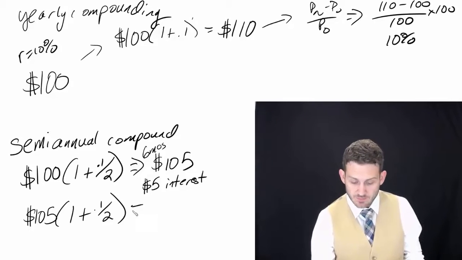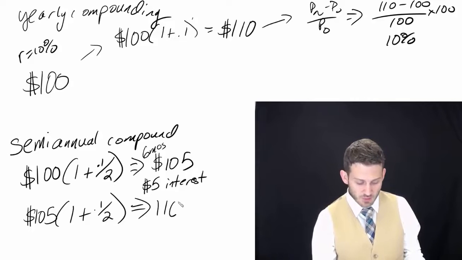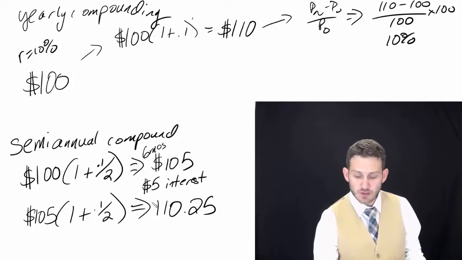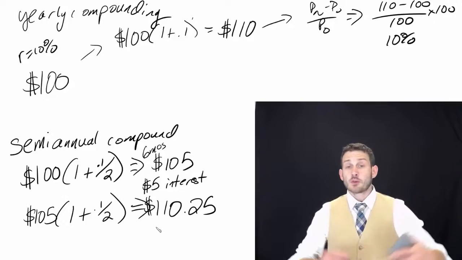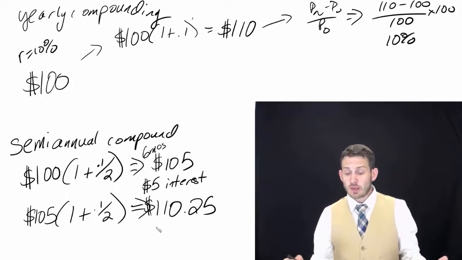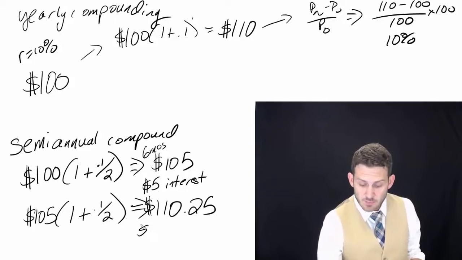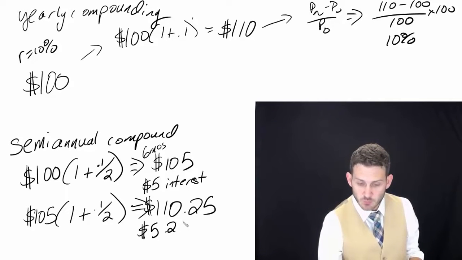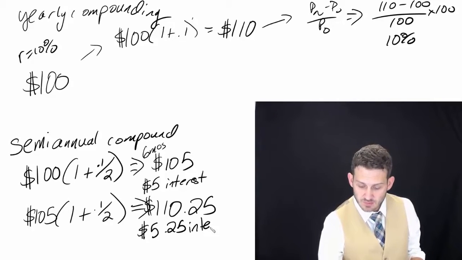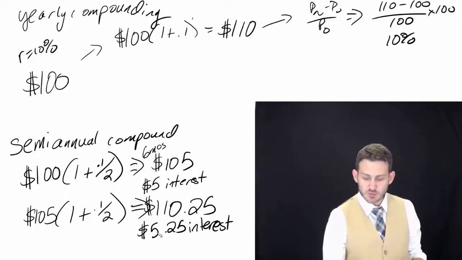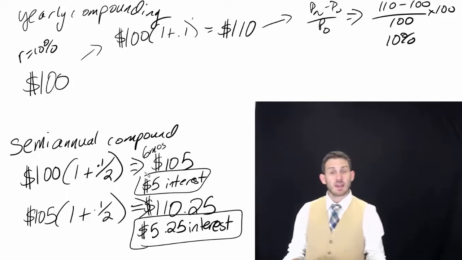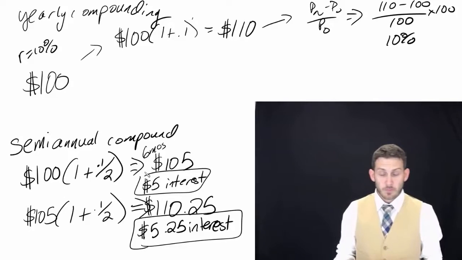And so that means that at the end of the year, we're going to have $110.25. Okay? So how much interest did we accrue here? Right? So we started with 105, we ended with 110.25. That means that we have accrued $5.25 in interest. Okay, we earned more interest in the second 6 months than we did in the first 6 months.